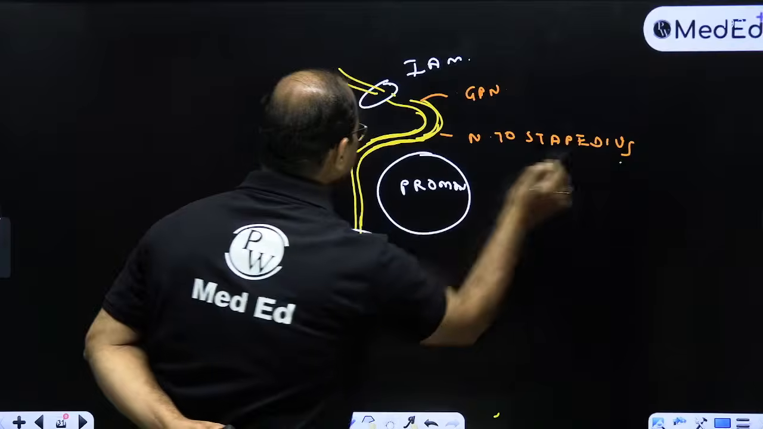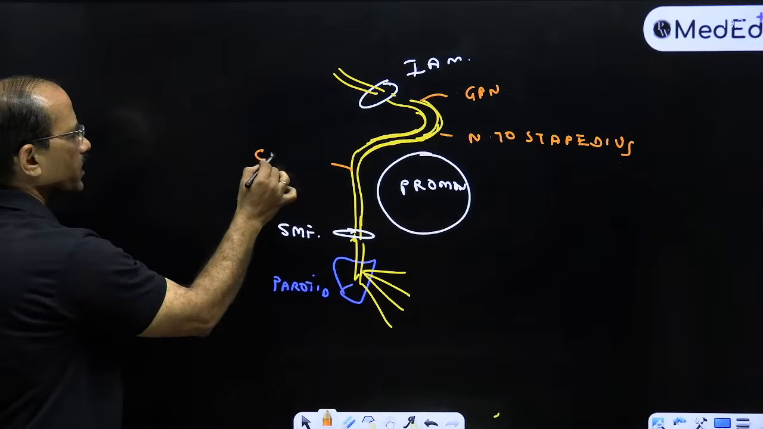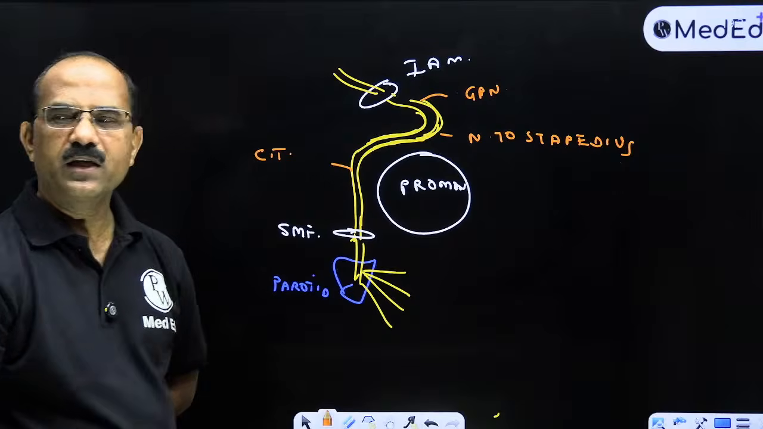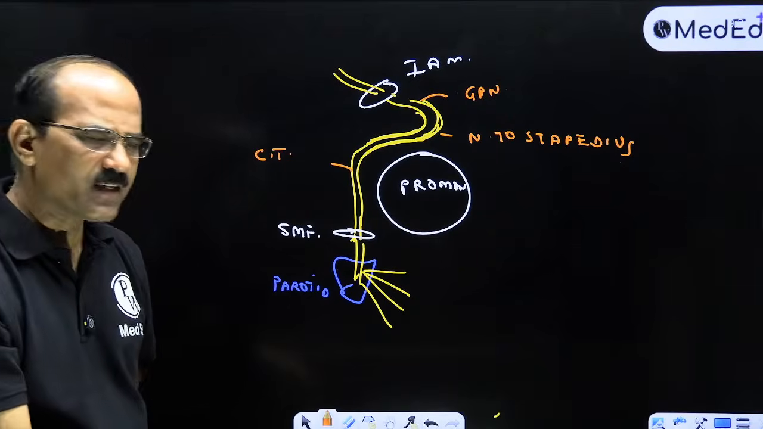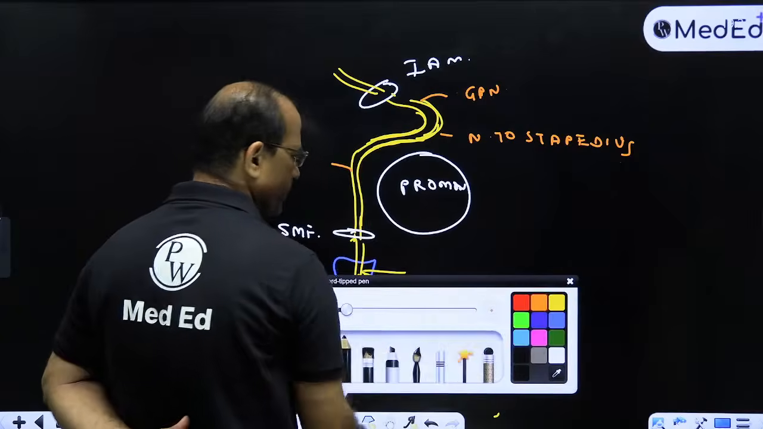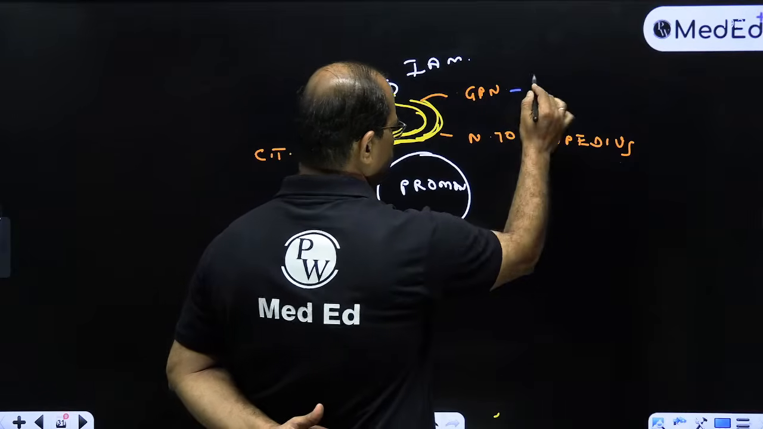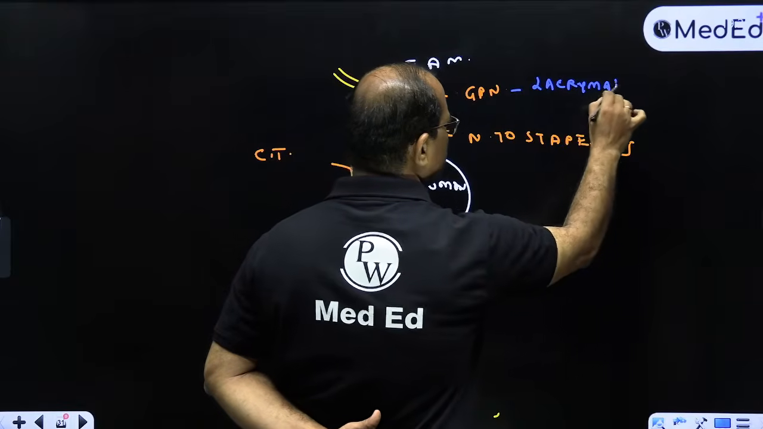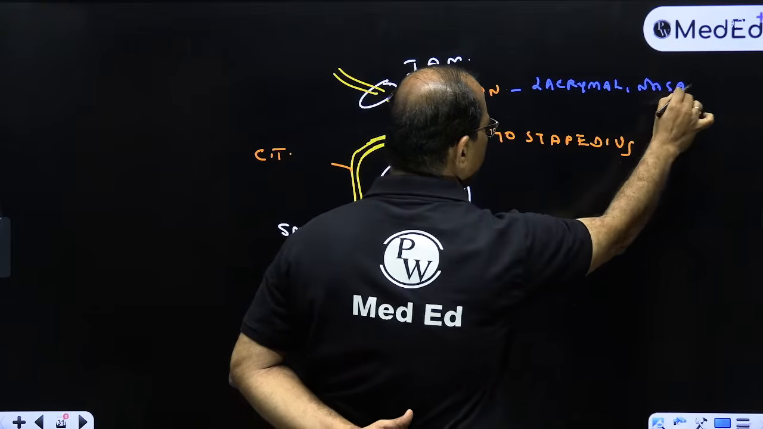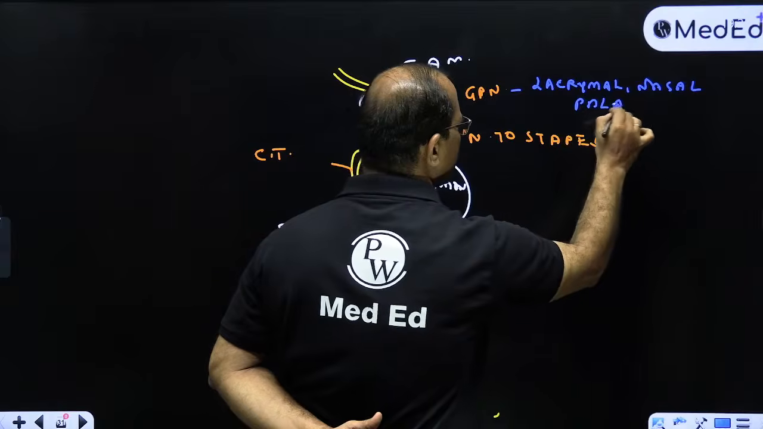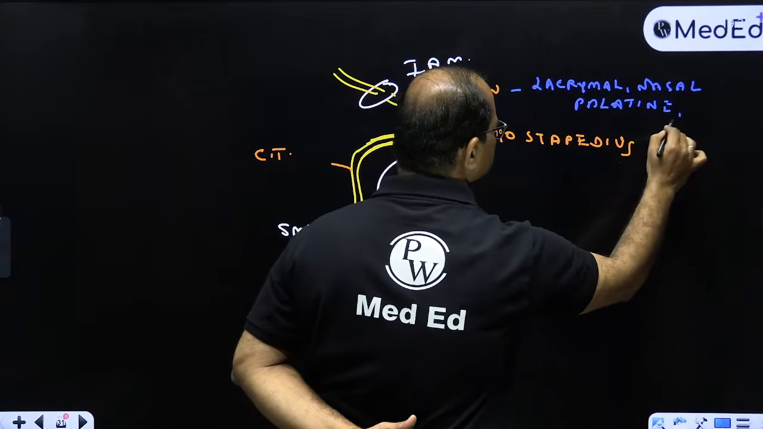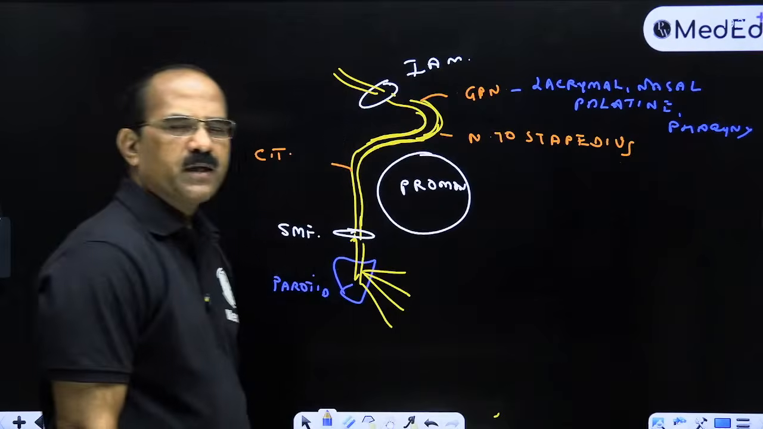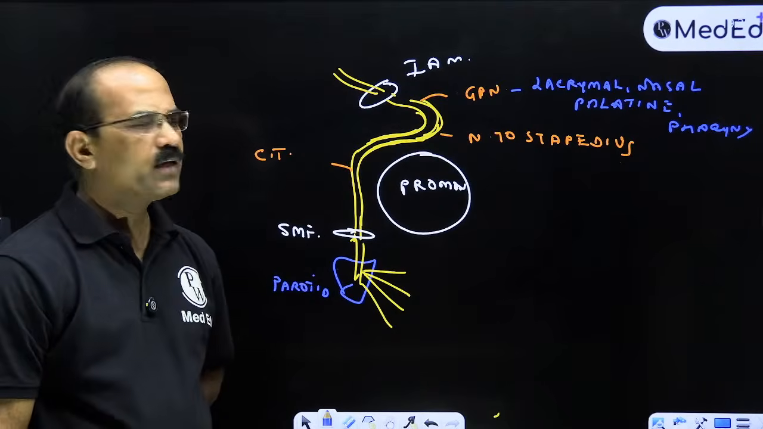हाँ, and तीसरा कौन है? तीसरा is chorda tympani. So greater petrosal nerve क्या करता है? Greater petrosal nerve supplies all the glands. It supplies which glands? Lacrimal, nasal, palatine, and pharyngeal glands.